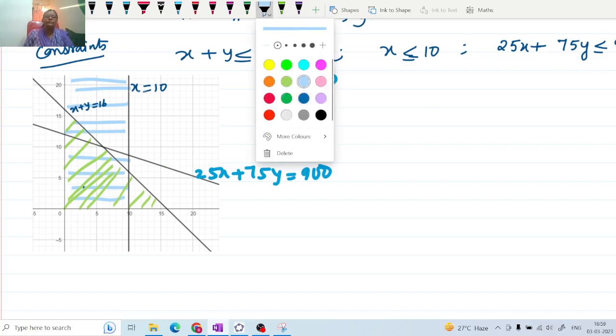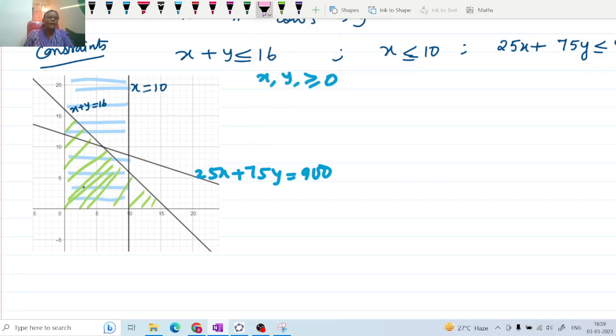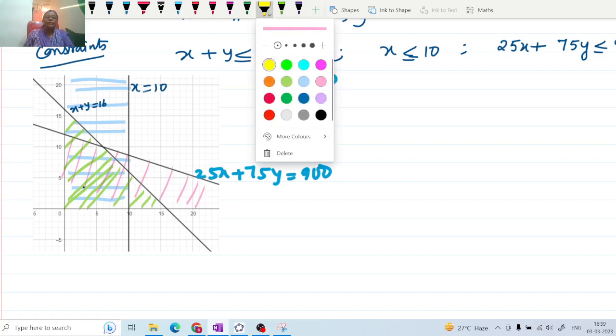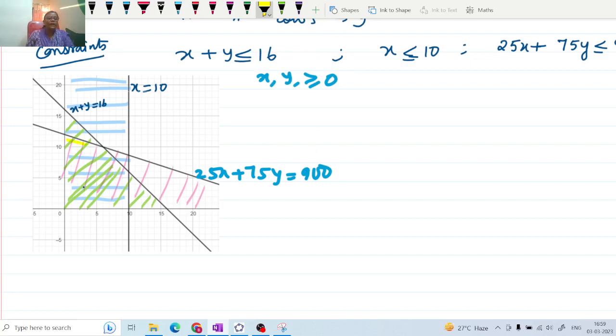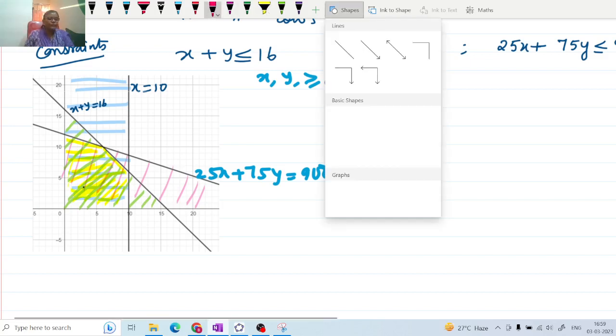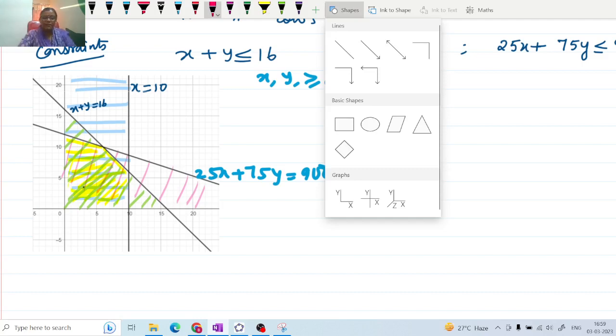It is towards the origin. So what will that be? It is this particular region. So when you look at the whole, which region do you find is the one which has all the three shades? Isn't it this particular region? So you have to shade this.